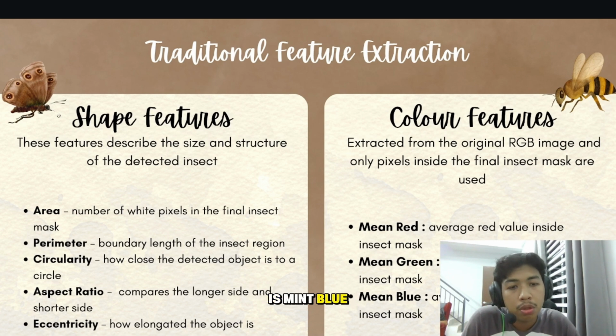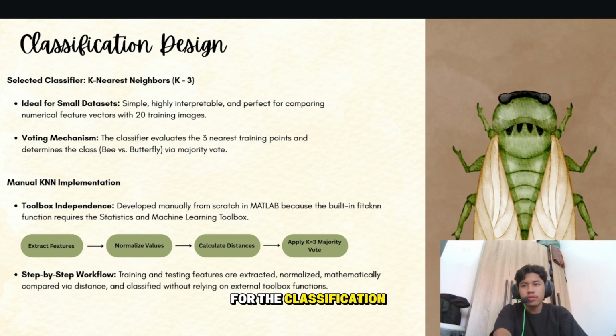And last but not least is mean blue, the average blue value inside the insect mask. For the classification design, we use the KNN with k equals 3. It's ideal for a small dataset, simple, highly interpretable, and perfect for comparing numerical feature vectors with 20 training images.